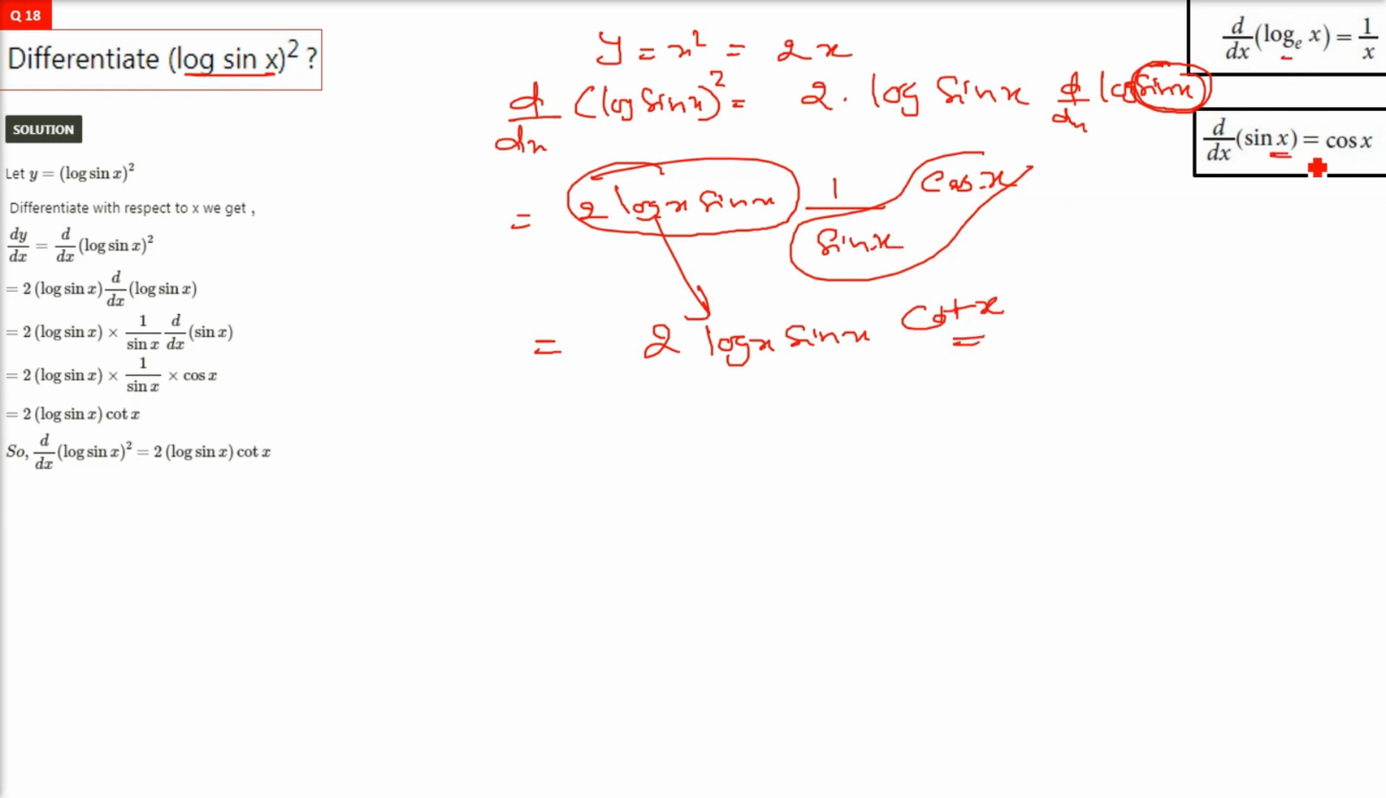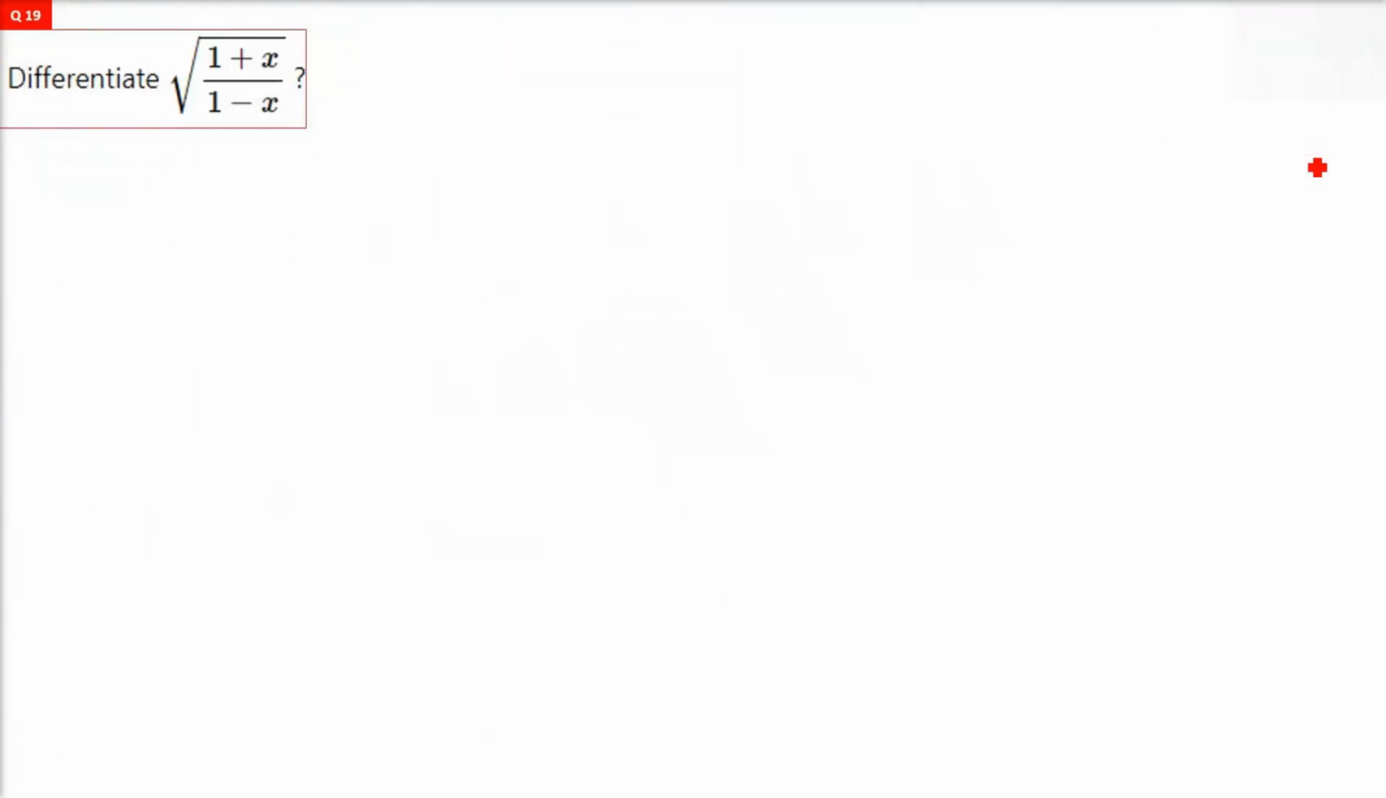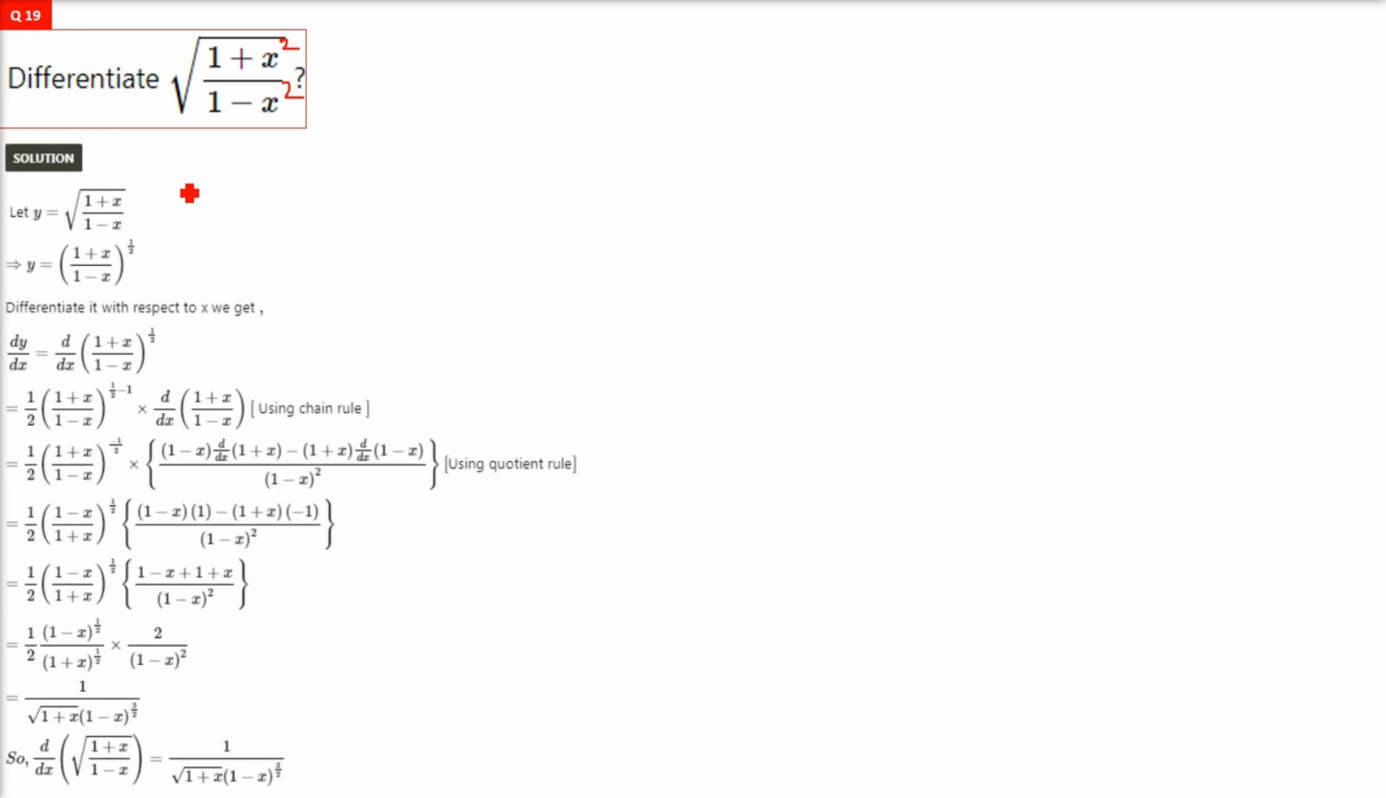These are the differentiation results we have used. Now differentiate under root 1 plus x by 1 minus x. So we have just done a question with 1 plus x square and 1 minus x square. So we have done a more complicated version. So I hope you will be able to do it. The answer is in front of you. You can try. Any problem you can just ask.